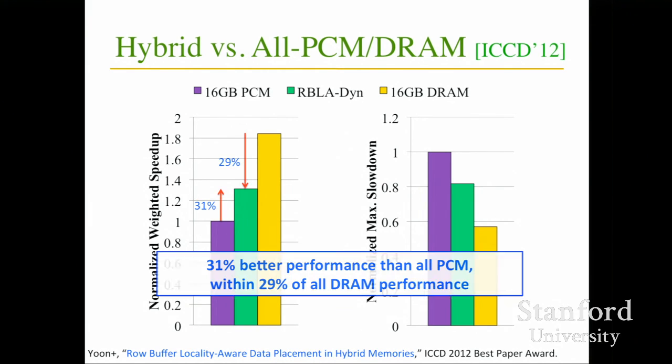So if you do this, you're kind of in the middle. Compared to 16 GB PCM performance and 16 GB DRAM performance, this hybrid memory with intelligent data management gets you kind of in the middle. So we're still not there yet. There's a lot more headroom to do research in this area, in my opinion.